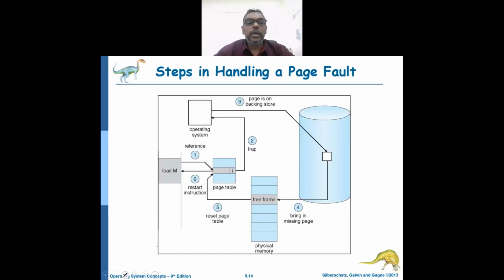So let's look at this. First, it will load, let's say you want this CPU, this is CPU.